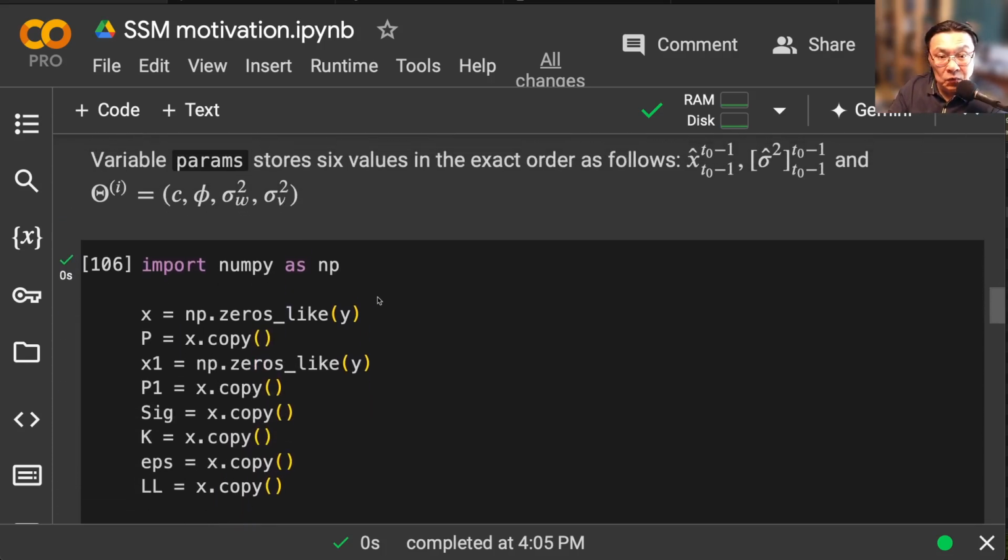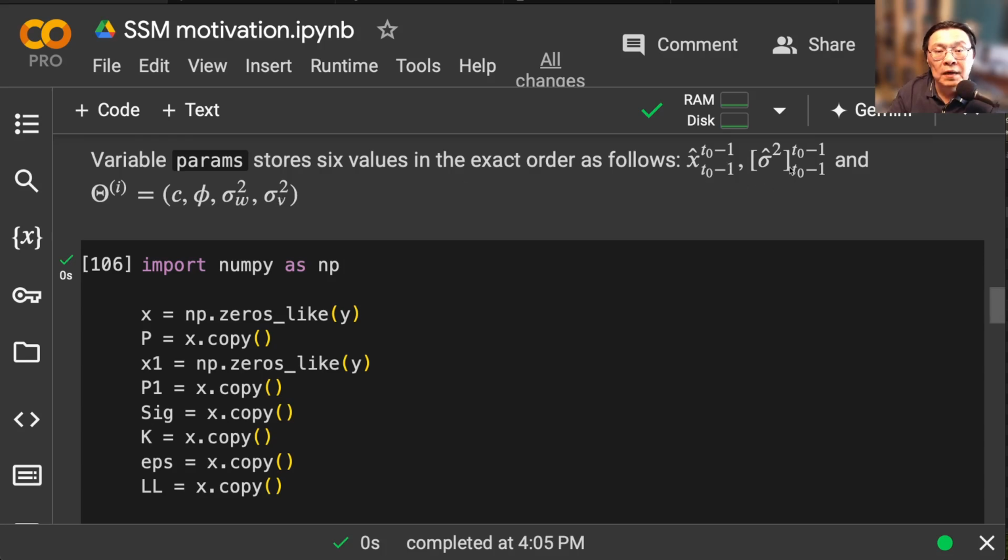So here I'm using this parameter set, I call it theta, with 4 parameters in it: our constant, autoregressive coefficient, variance of the state errors or state innovations, and variance of the measurement errors. That's all I need for my simple model.